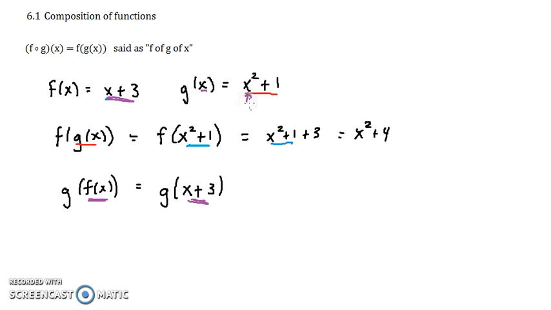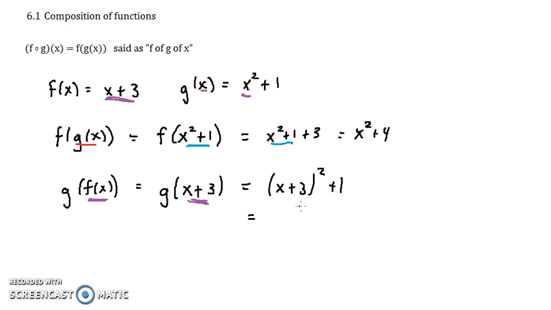So right here, x is going to become x plus 3. Let me get that red out of there so that we're not confused. Okay, so right here, x is going to become x plus 3. So we plug that in, x becomes x plus 3, so we get x plus 3 squared plus 1.